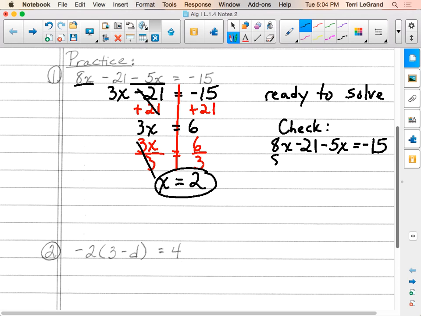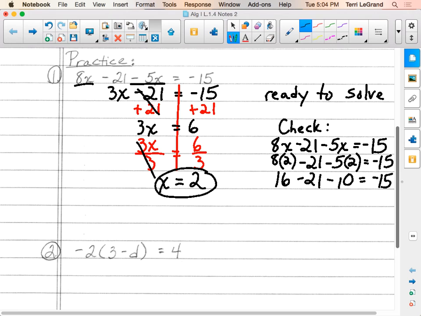So we're going to say 8, and substitute a 2 in for the x. Subtract 21. Substitute a 2 in for the x again. And we're not solving now, so we're not doing anything where we have to do something to both sides. We're just evaluating. We need to evaluate that left side. So we have 16 when we take 8 times 2. We have 10 when we take 5 times 2.